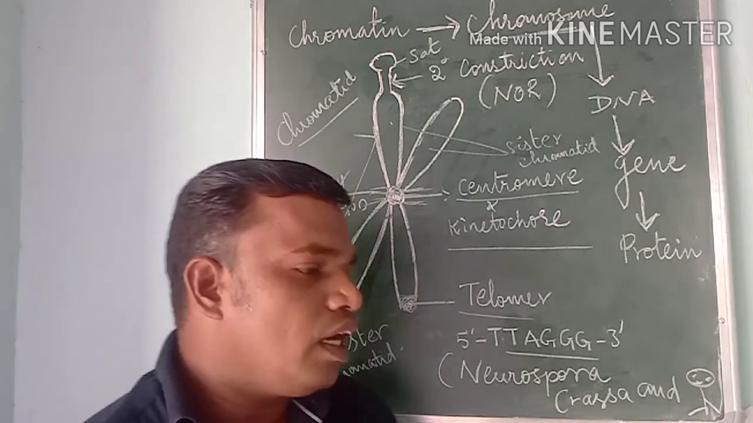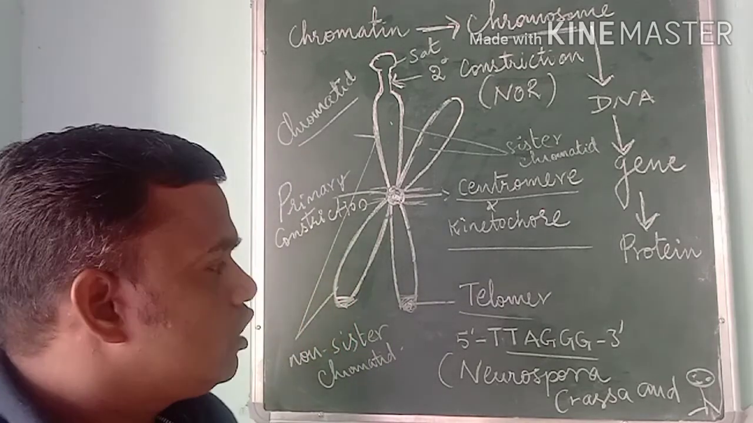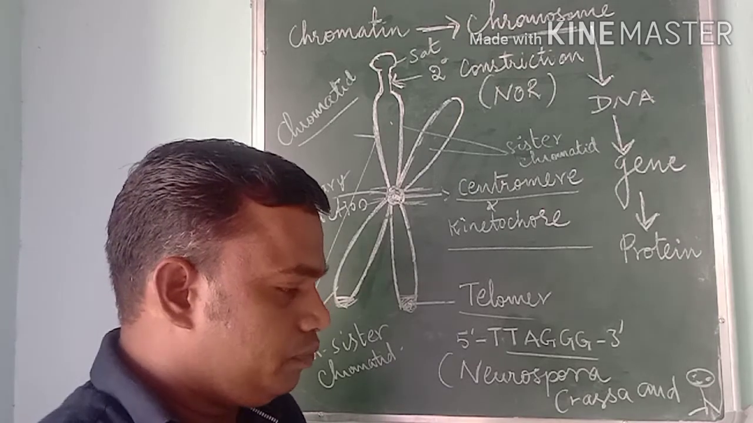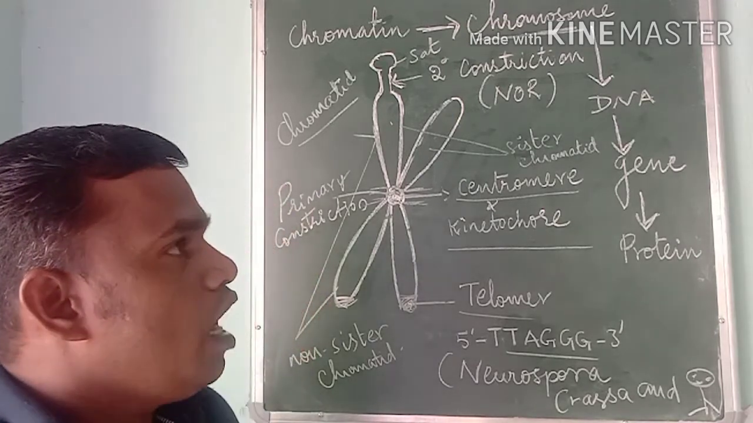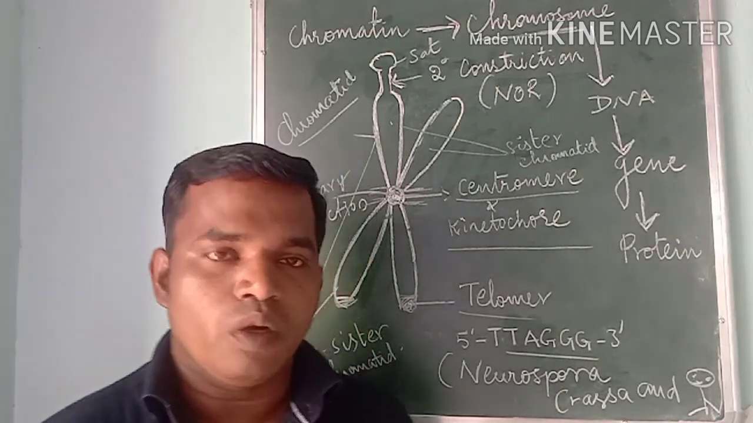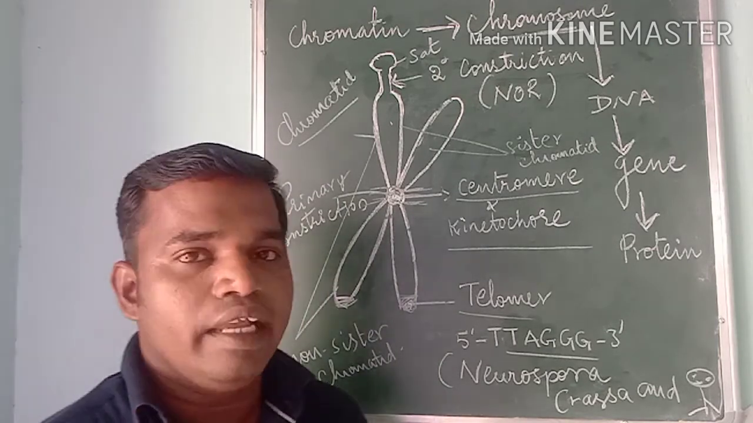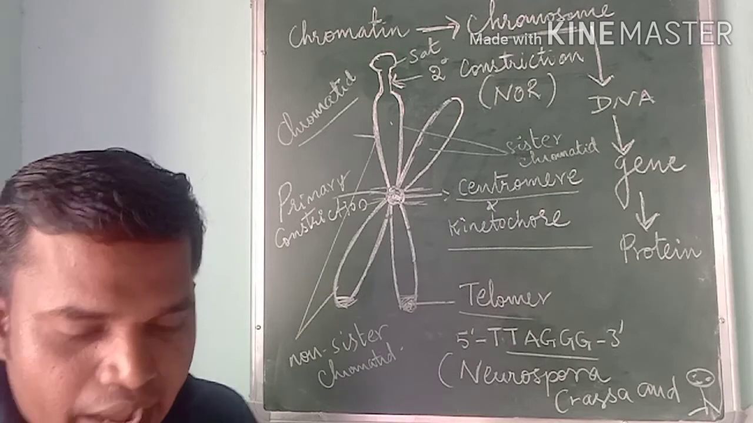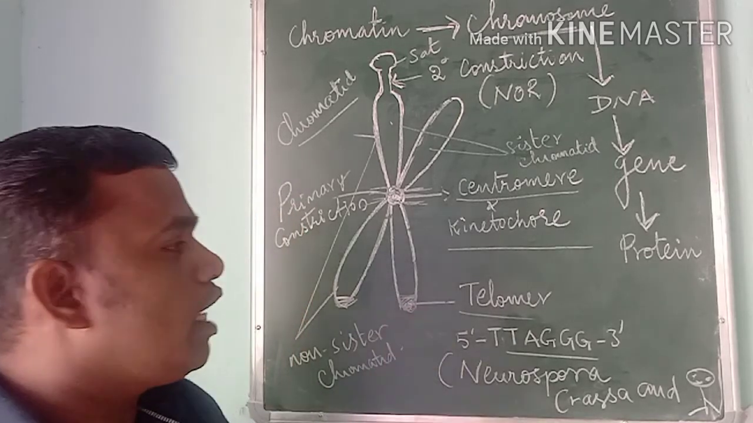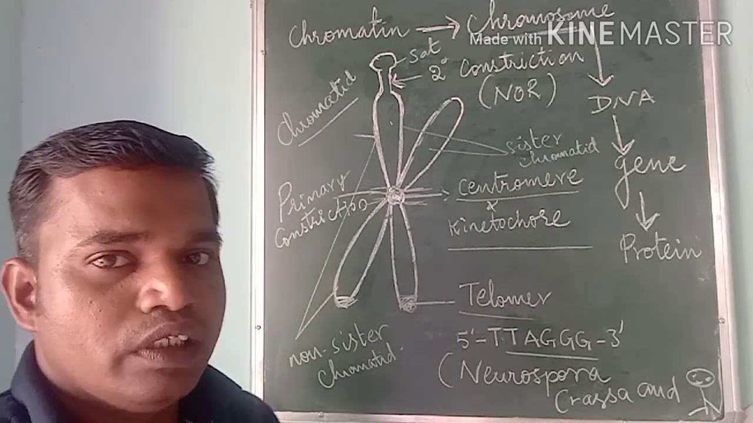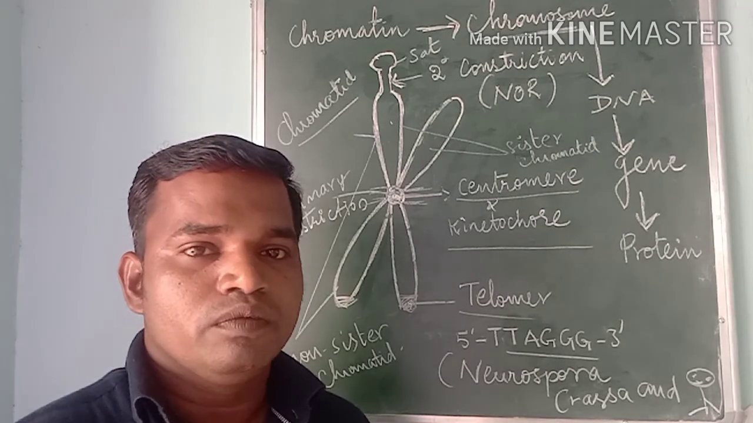What is the function of the telomere? This telomere prevents unnecessary fusions with the chromatids of other chromosomes. It is also involved in aging and decides the lifespan of the chromosome.